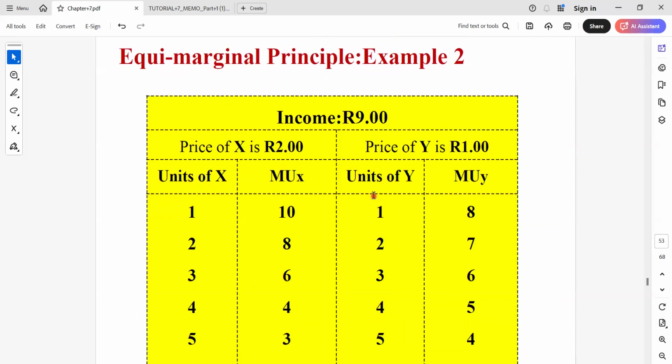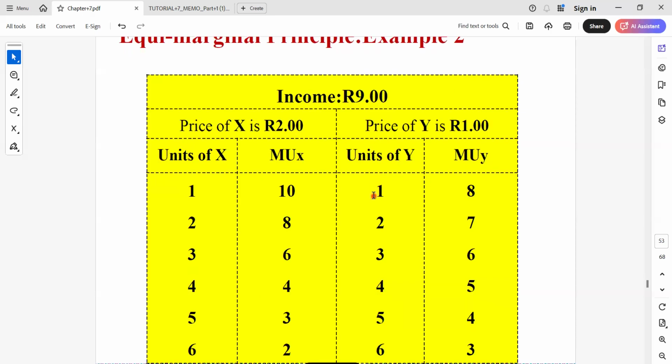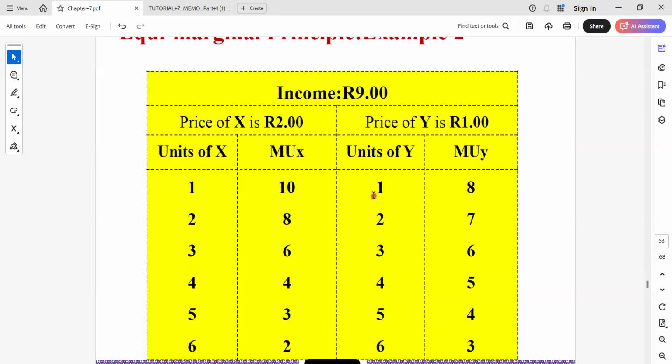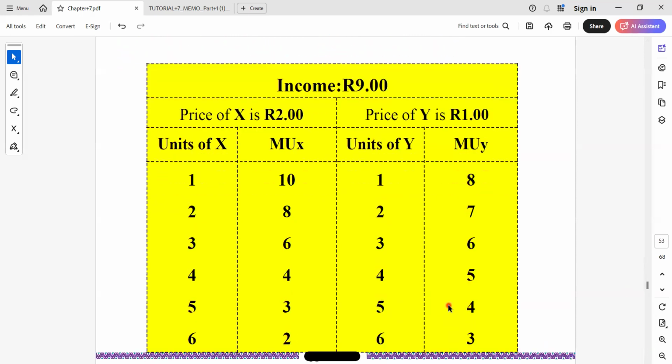And then we have the equal marginal principle, where now the consumer is consuming two products. So they're saying here, you're given your marginal utility for good X and your marginal utility for good Y. The price for good X is 2 rand and the price for good Y is 1 rand. Your income is 9 rand.